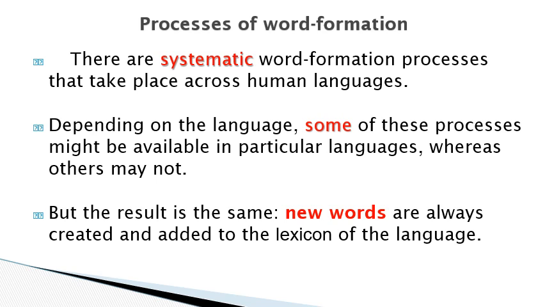The second point, depending on the language, some of these processes may be available in one language rather than the other. It means that languages are going to be different relatively among the number of these processes. Some of them are going to be very productive in one language and not productive in the other. Some of these processes are going to be of constant use in one language, while others are not in the other language.